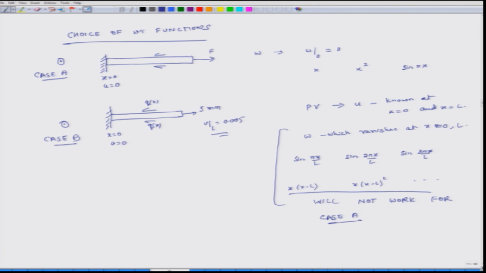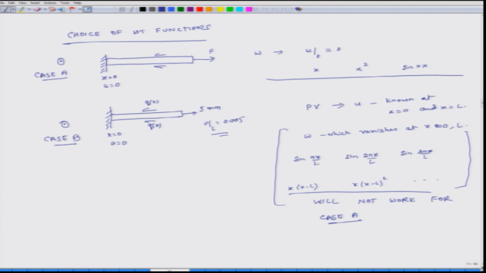Why? Because if we choose these functions, then we have overly, excessively restricted our choice of functions. Okay. Here the only restriction is at x is equal to 0, u is 0. So, I cannot have the weight function behave in such a way that the weight function becomes 0 at the other end of the rod. Okay. So, the next thing is that why do we make such choices?